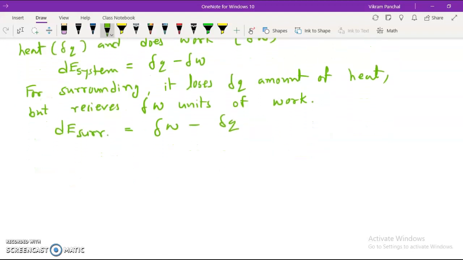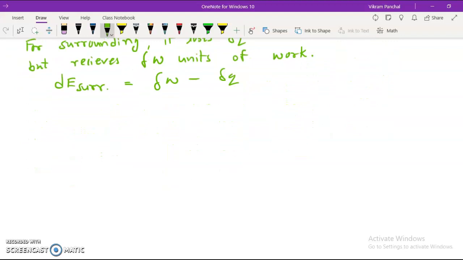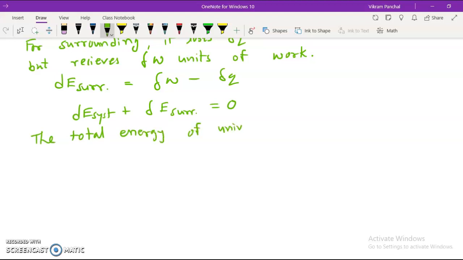So now we make a total of the system and surroundings internal energy change. Then dE system plus dE surroundings would be 0 because these two are opposite. So here we can say that the total energy of the universe remains constant. This is the first law of thermodynamics. So we can prove the first law of thermodynamics mathematically like this.